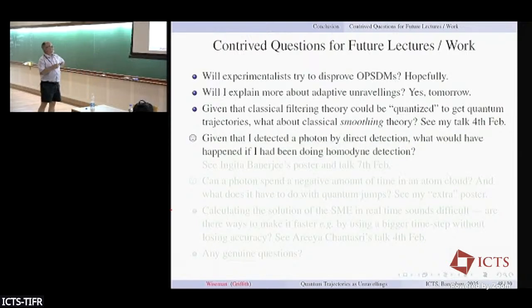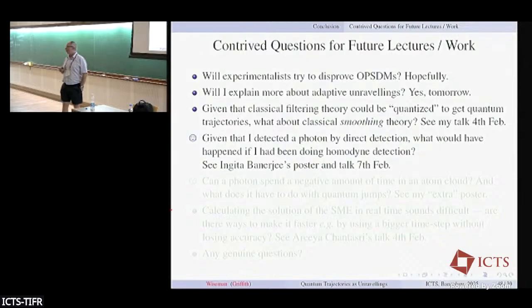Okay, a bit of a smiley one here. You might ask the question, given that I detected a photon by direct detection, what would have happened if I'd been doing homodyne detection? You probably wouldn't ask that question, but it's the sort of question that I asked. If you're interested in that, then I recommend you see my student Ingita Banerjee's poster and a short talk next week. Where is Ingita? There we go, yep. Cool.